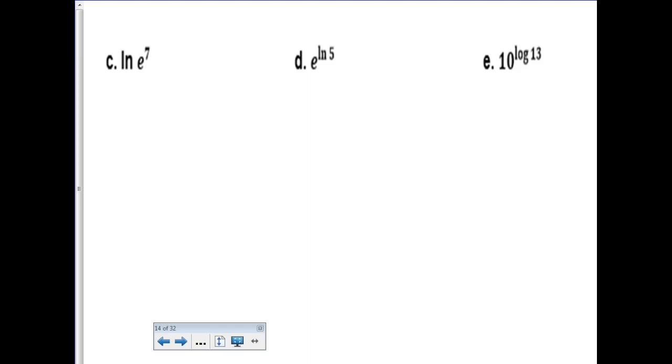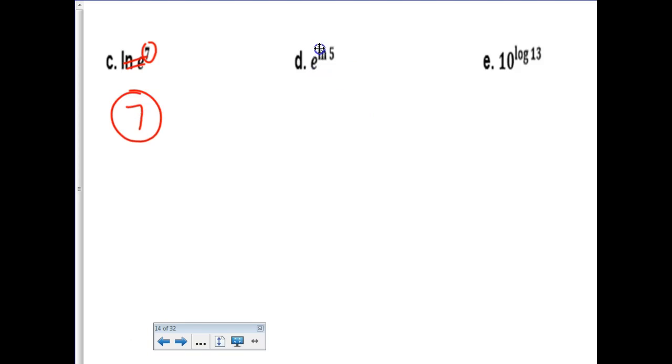This is still on your paper, I believe. Here, you don't have to rewrite it because I want you to use the inverse properties. If you have a logarithm and an exponential base that are going to knock each other out, show me that. So natural log of e to the 7th power. Natural log and e are inverse functions to each other. They knock each other out. The 7 no longer has anything holding it up, so it just drops down. Your answer is 7.